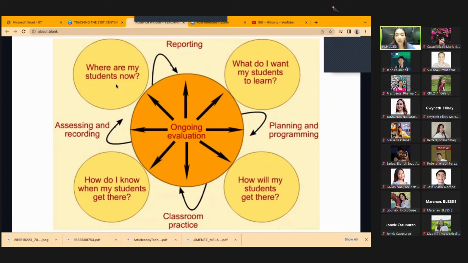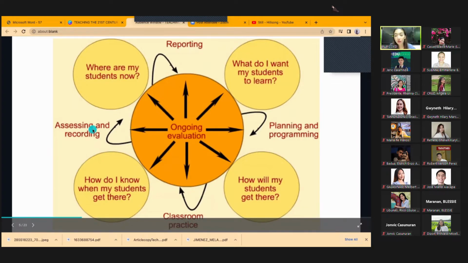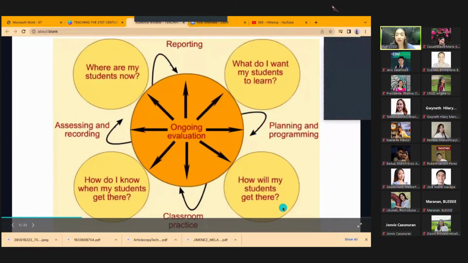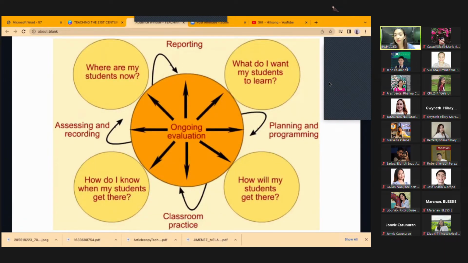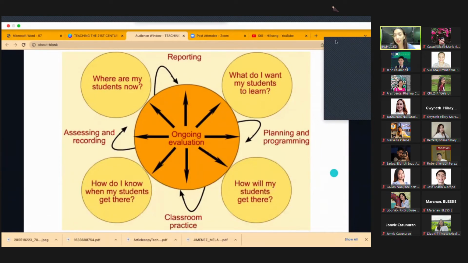All right, so again, in all aspects, reporting, planning, programming, classroom practice, assessing and recording, how did you maximize EdTech in all these aspects? So this is what I want to see in your lesson plan, which I'll be giving an example lesson plan, before next meeting, before you get to write your own lesson plan.